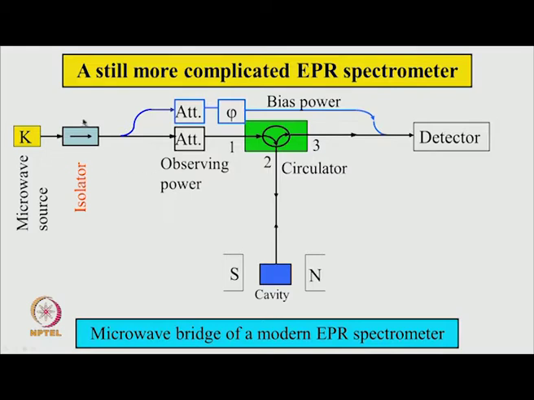We have also put an isolator here, and its job is to make sure that microwave radiation goes only along this direction. Any reflection from this direction or here is blocked by this one, so that this radiation does not reach the microwave source and cause interference. And of course, the cavity is kept in the magnetic field, and this completes the spectrometer. And that is the way a modern EPR spectrometer looks.